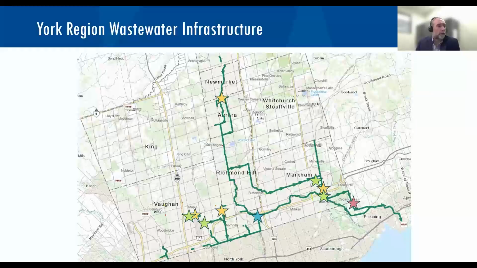The annual flow to Duffin Creek is greater than 130 million cubic meters. Travel time to Duffin Creek Water Pollution Control Plant on Lake Ontario is approximately 24 hours from our northern communities.